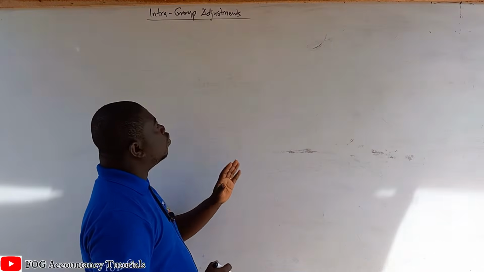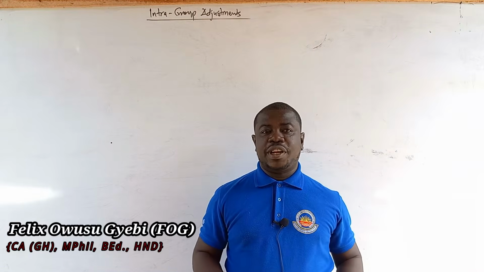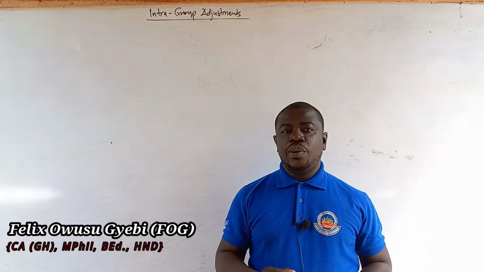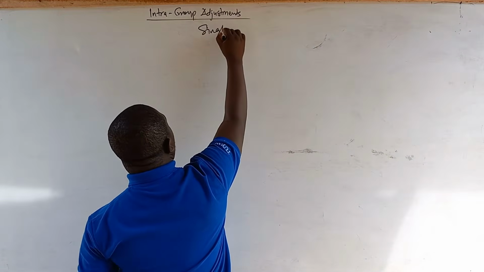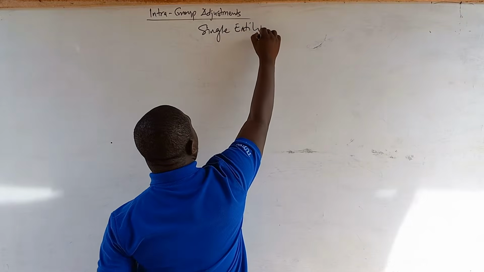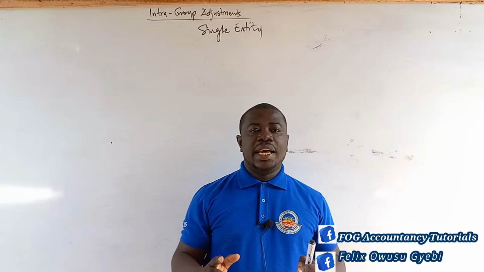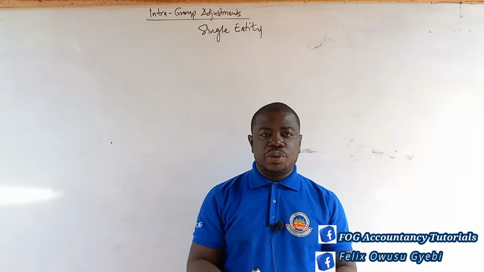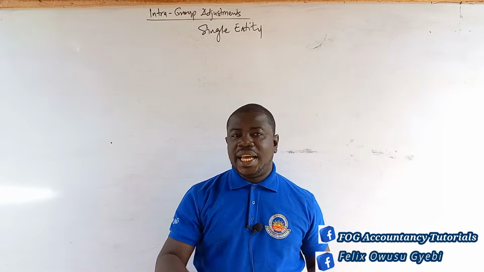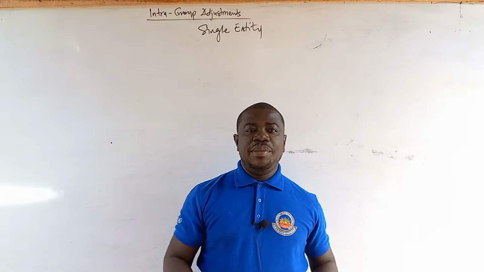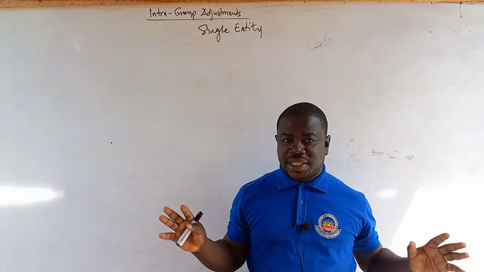Now, what you need to understand is that in the consolidated statement of financial position or in group accounts, we need to understand the single entity concept. Even though the parent and subsidiary are two separate entities, when we are consolidating the accounts, we have to view them as a single entity. And once they are seen as a single entity, it means that intra-group balances should be cancelled out.